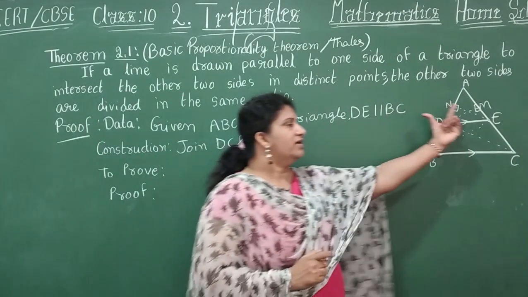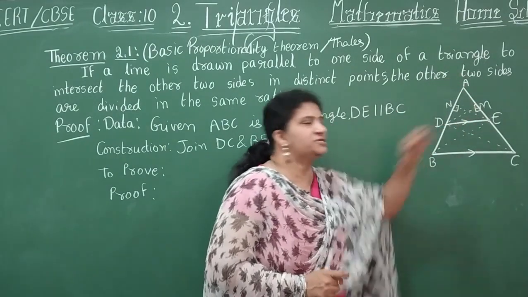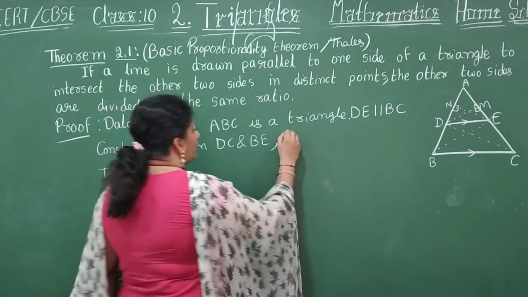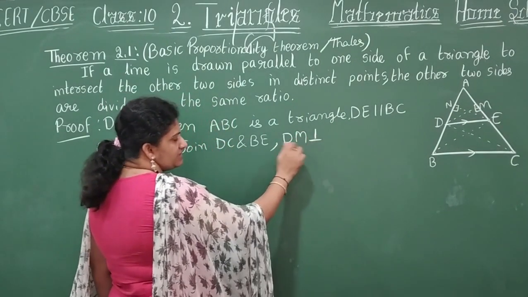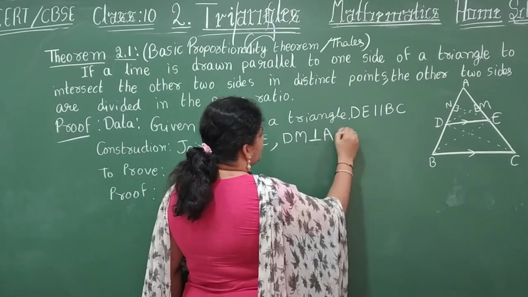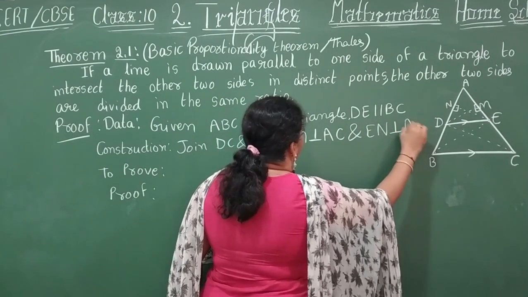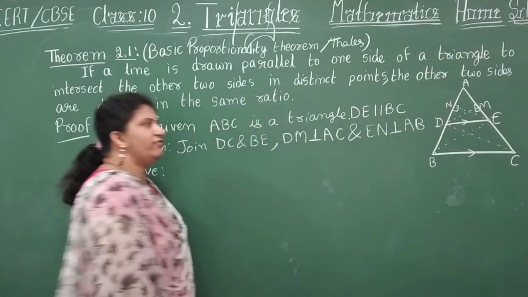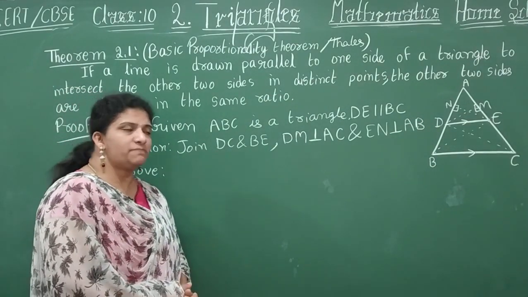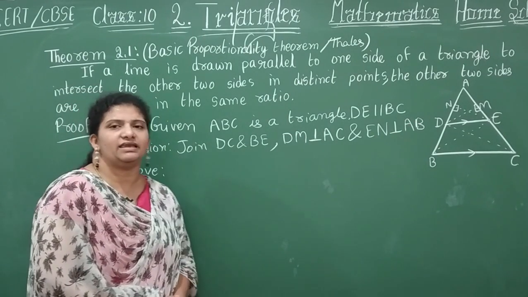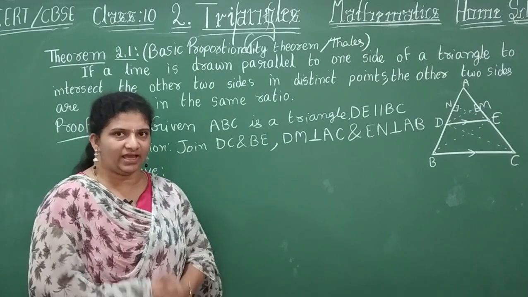Observe carefully. This perpendicular is not only on AE, it is perpendicular to the full side. So what are you going to write? The perpendicular symbol is this. DM is perpendicular to AC and EN is perpendicular to AB. Join DC and BE. This is the construction part we have done.